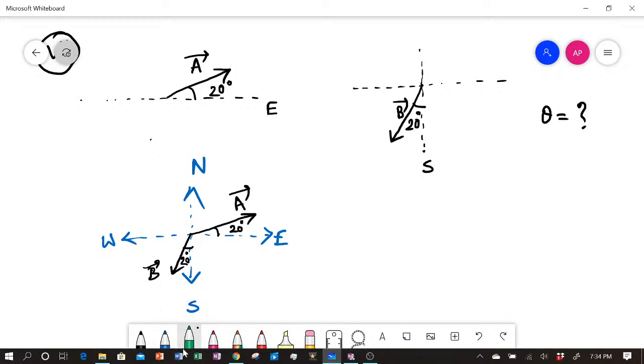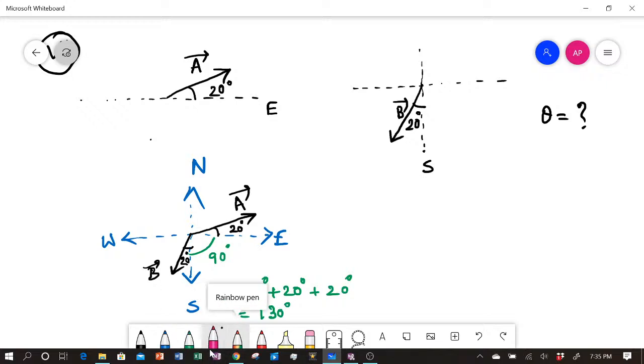See, you may calculate here the angle between these two vectors as this is 90 degree and you may calculate theta as 90 degree plus 20 degree plus 20 degree and your answer would be 130 degree as you give.